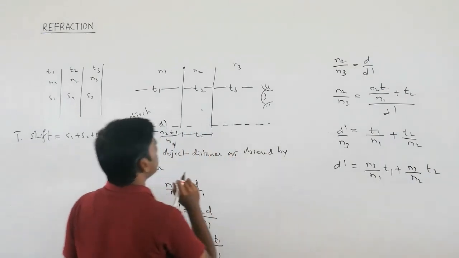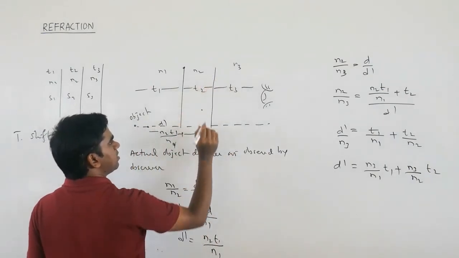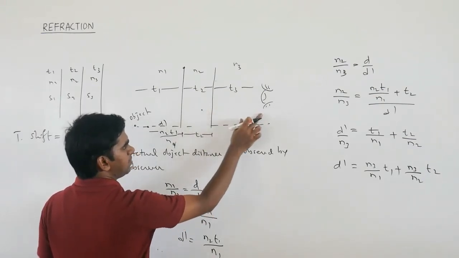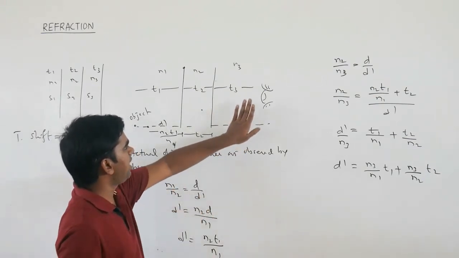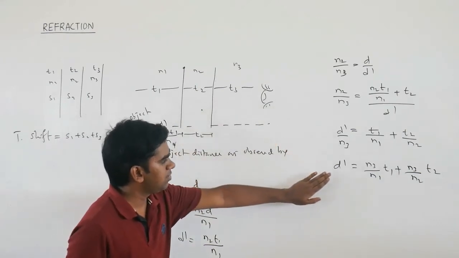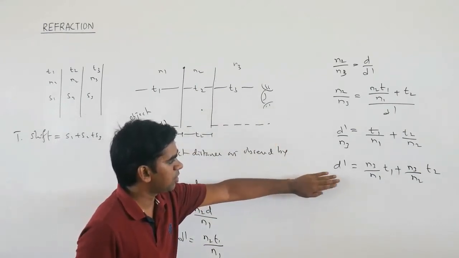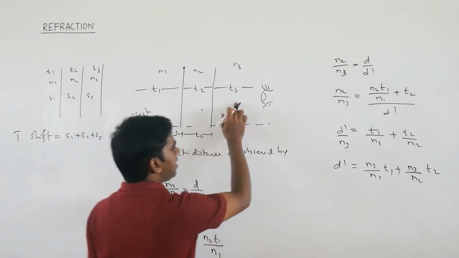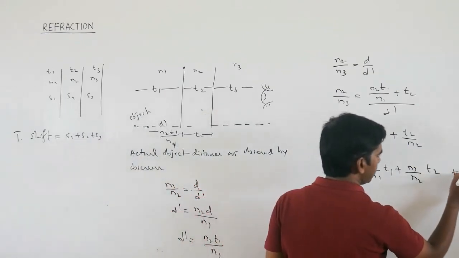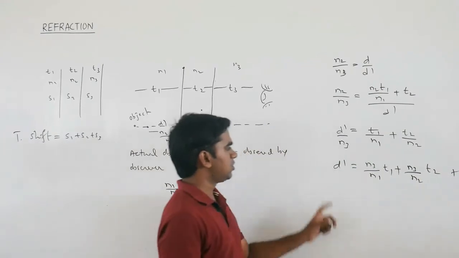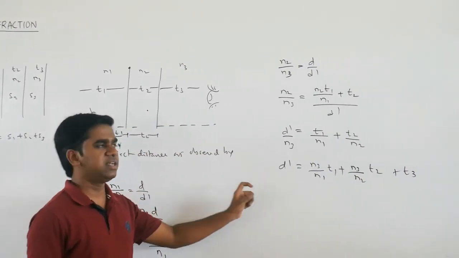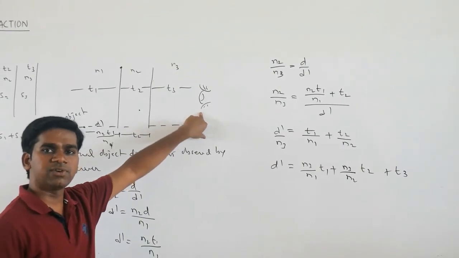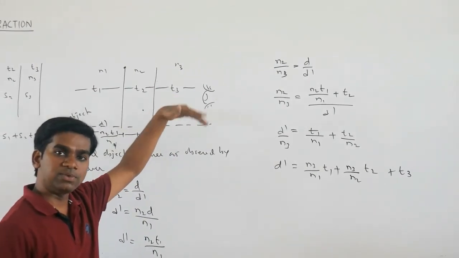Okay, now this is the apparent distance if you see from here, but there is a T3 distance from the eye to the slab. If you neglect the distance of the eye from the slab, the apparent distance of the object is this much only. But if you consider that also, you have to add this T3 also. So this is the actual object distance as observed by the observer, or the distance of the object from the observer.